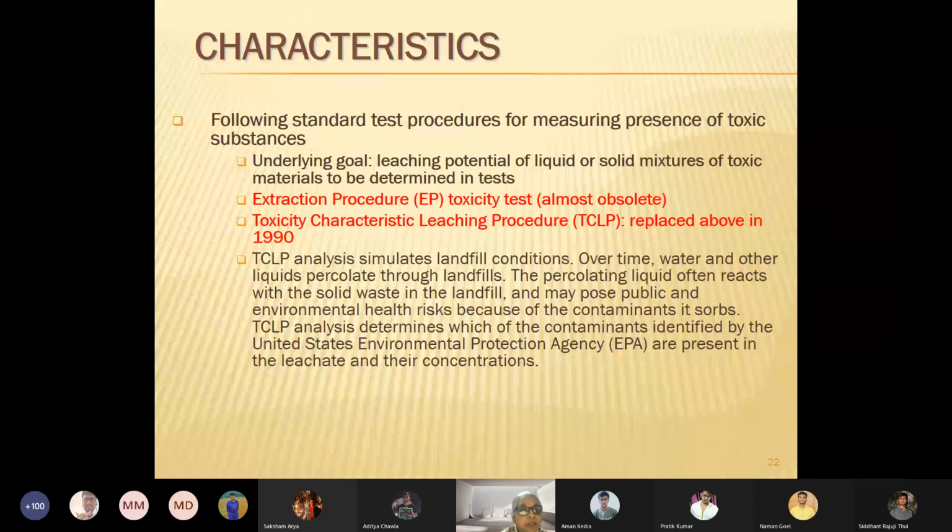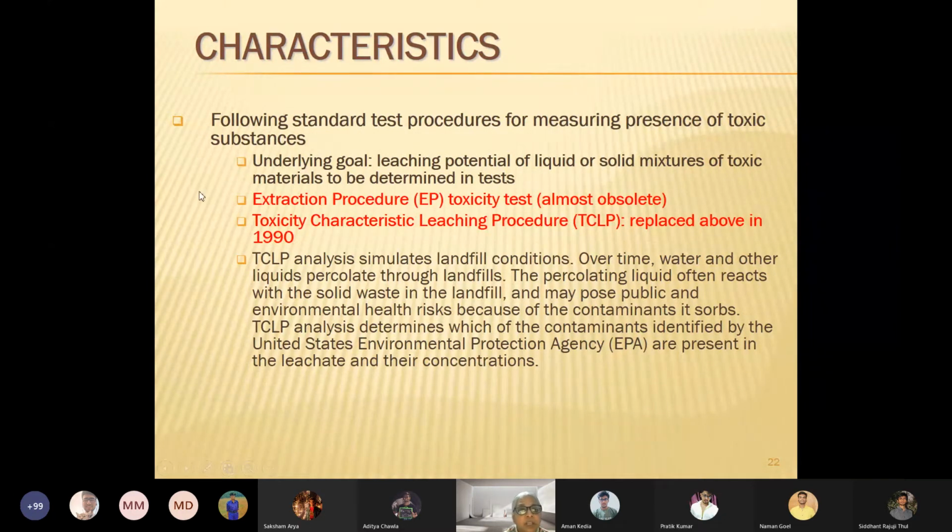Toxicity is measured in many different ways. There are several standard procedures for measuring toxicity. What is the underlying goal? The goal is to determine the leaching potential, or let me put it another way, the goal is to understand the toxicity of the leachate coming out of liquid or solid mixtures.